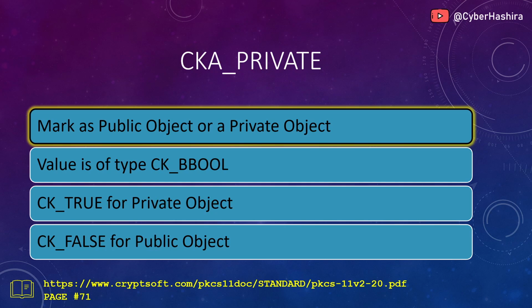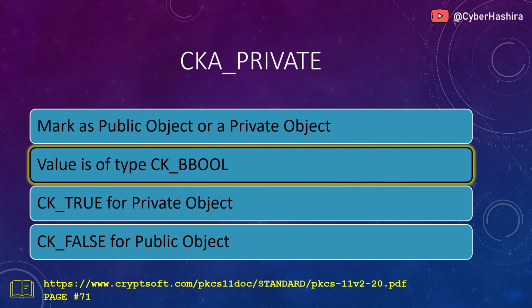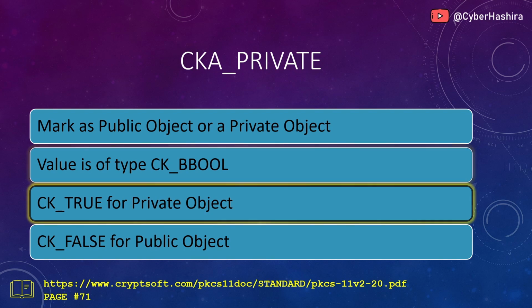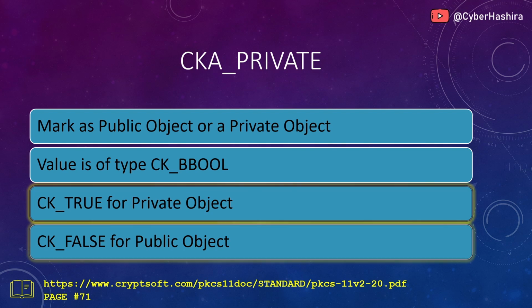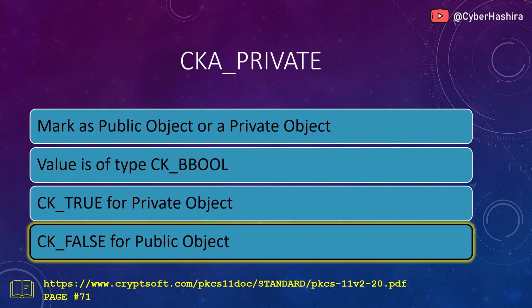Moving on to the next attribute, CKA private. This attribute indicates if an object is a public object or a private object. As mentioned earlier, private objects require an authenticated session and public objects don't. CKA private accepts a boolean value, or CK_BBOOL. CK true marks an object as a private object, whereas CK false marks an object as a public object.